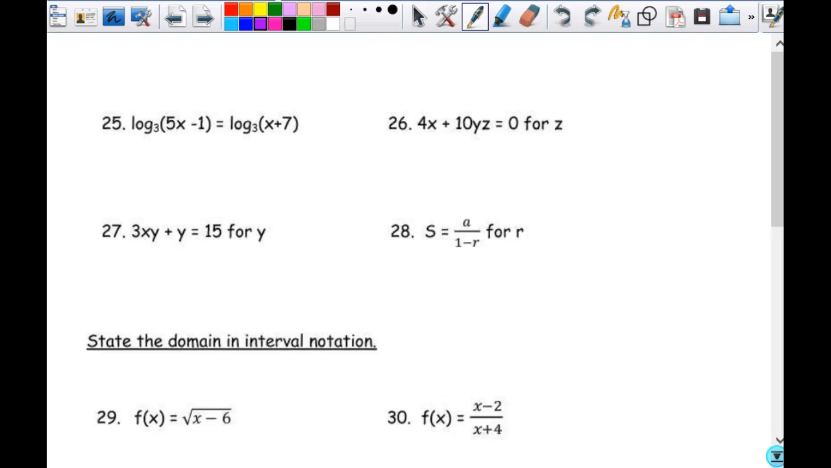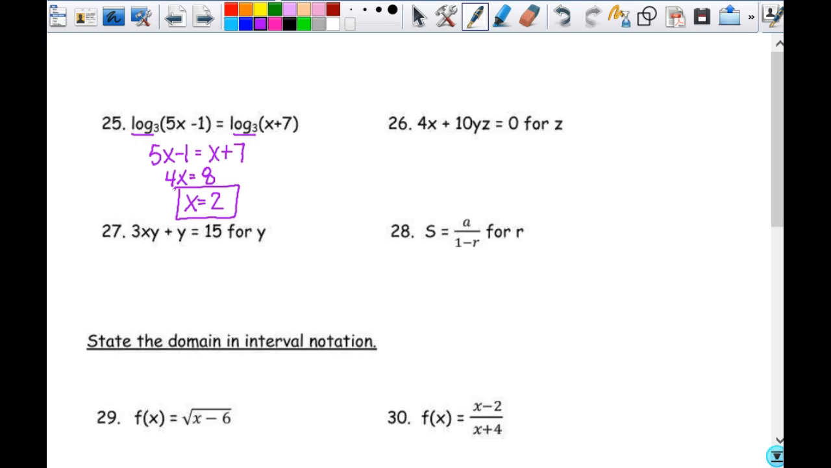Right, starting with number 25 on the key. We have log base 3 of 5x minus 1 equals log base 3 of x plus 7. So since these two things are the same, that means that 5x minus 1 is equal to x plus 7, which means 4x equals 8, and x equals 2. There you go.